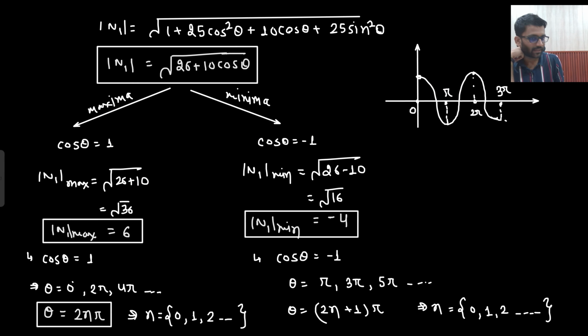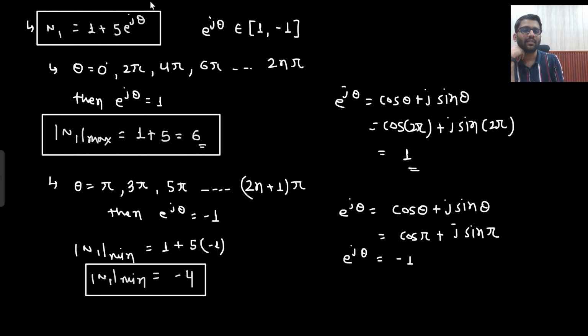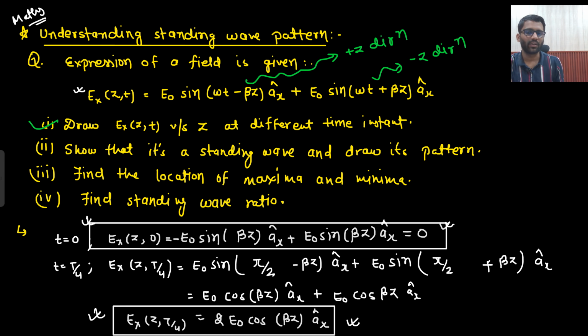First we started with mathematics, then we made a very good conclusion that this has to be 1 for the maximum value, and for the minimum value this has to be -1. So from there we can get the value of theta. That was the good conclusion that we made.